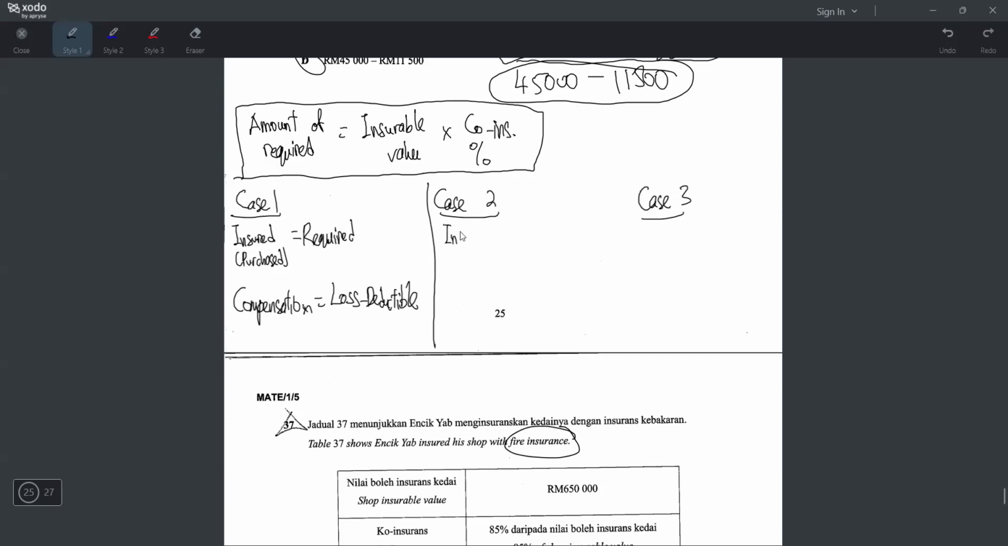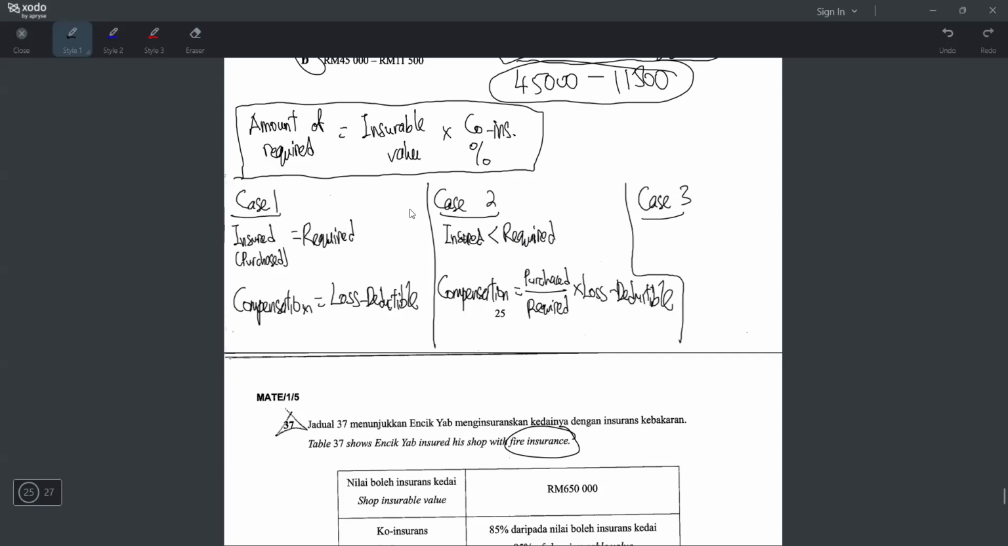What about case 2? Case 2 is when your insured value, meaning your purchased value, is less than your required. It means the amount you bought is less than the amount you are required to buy. So it's like you didn't follow the required amount. If you buy less than it, then your compensation would be lesser, because you didn't follow the required value. And the formula is you take your purchased over the required, because you purchased less than it. That's why you make it into a fraction like this, and then multiply by loss minus deductible. So this is case 2.